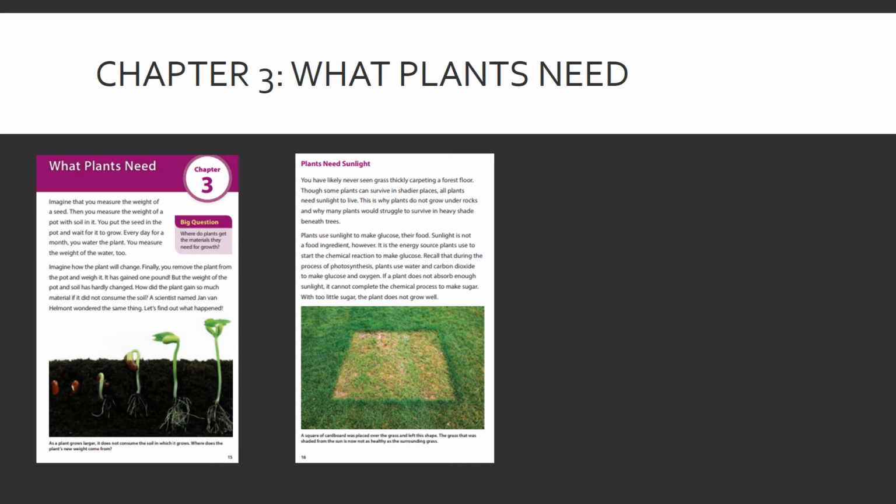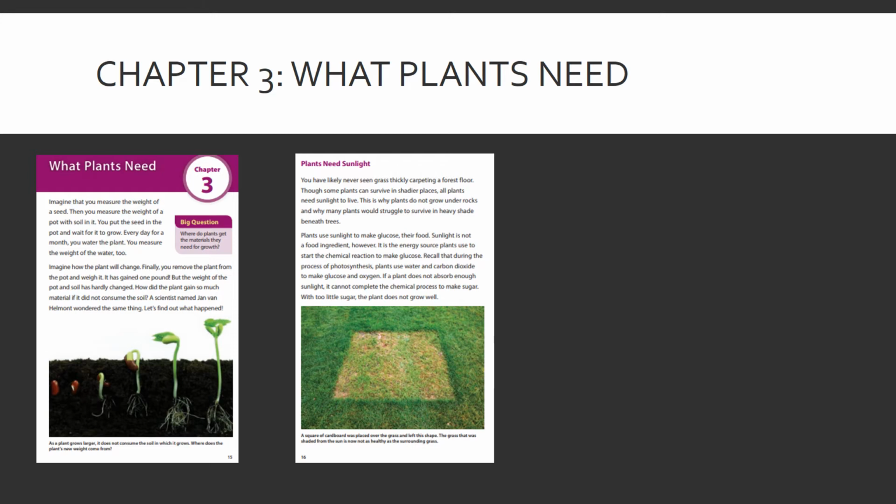Plants need sunlight. You have likely never seen grass thickly carpeting a forest floor. Though some plants can survive in shadier places, all plants need sunlight to live. This is why plants do not grow under rocks and why many plants would struggle to survive in heavy shade beneath the trees. Plants use sunlight to make glucose, their food. Sunlight is not a food ingredient. However, it is the energy source plants use to start the chemical reaction to make glucose.